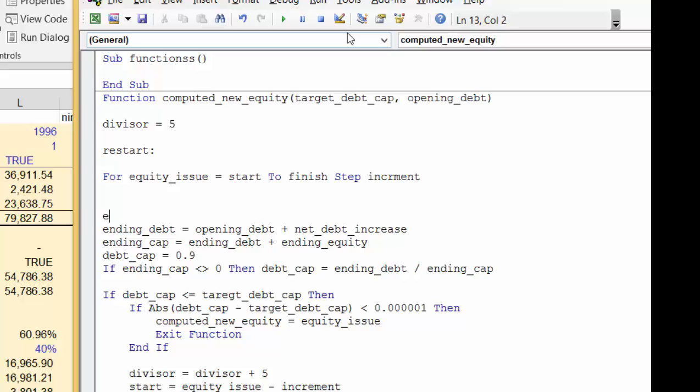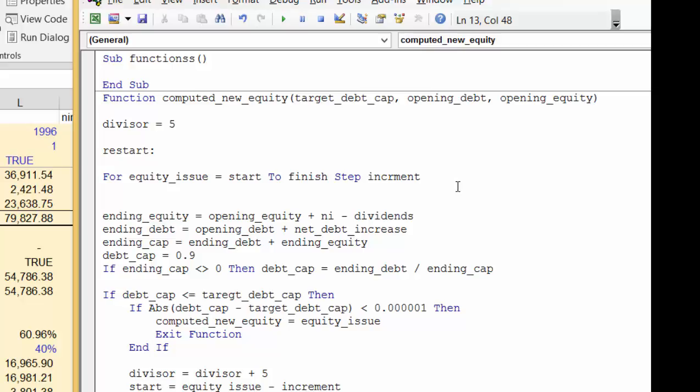We need the ending equity. Ending equity is equal to opening equity. Now that means we need the opening equity. Okay. And then, but we better add the net income. I thought this was the problem. I think I can put net income minus dividends.